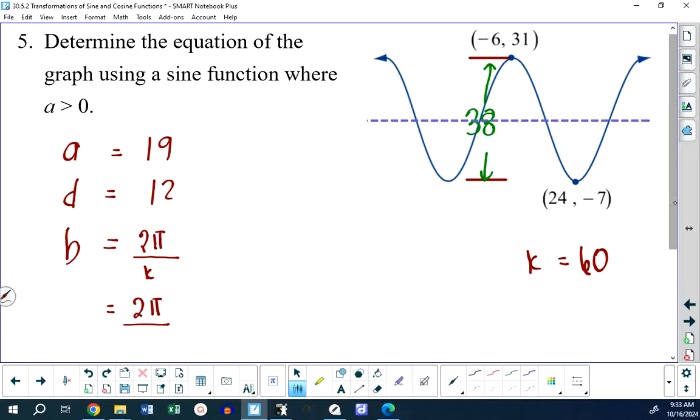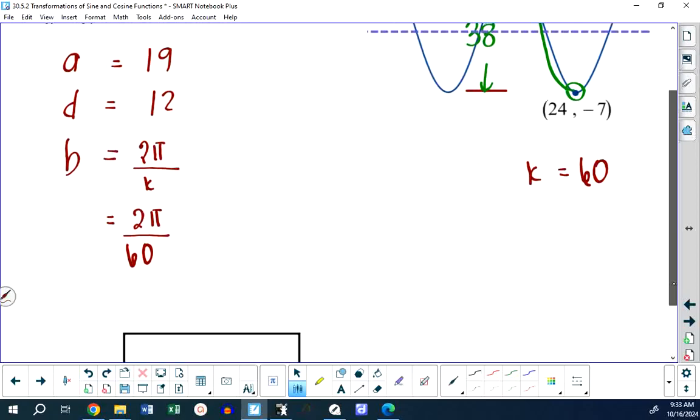From this point to this point, you're going down, down. That's only half a period. You still have to go up, up. So the period is 60, which tells us that B has a value of pi over 30.